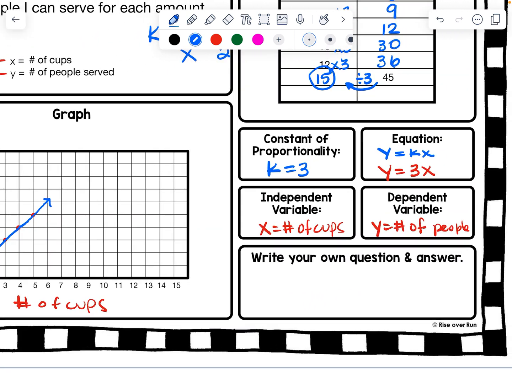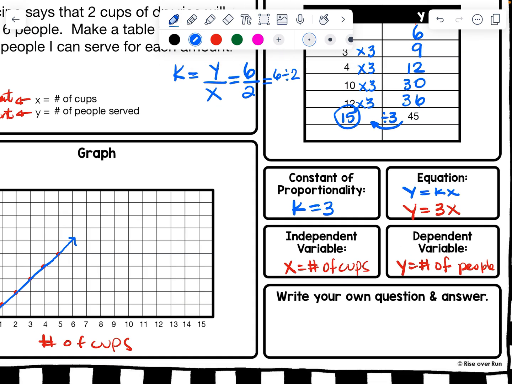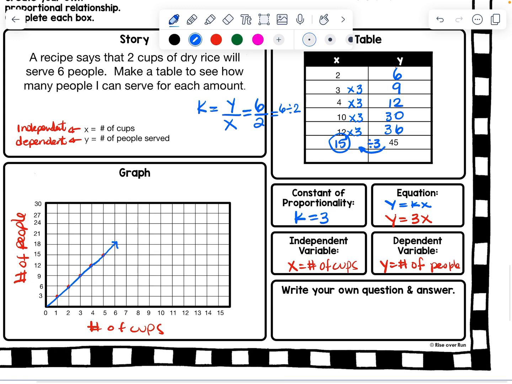Now, the last thing I have to do is to write my own question, something I can answer with information given here. So I can say how many people I can serve with, let's say, 100 cups. And all I have to do is 100 times 3, which will be 300. So my answer is 300 people. Okay, so that's my demo.